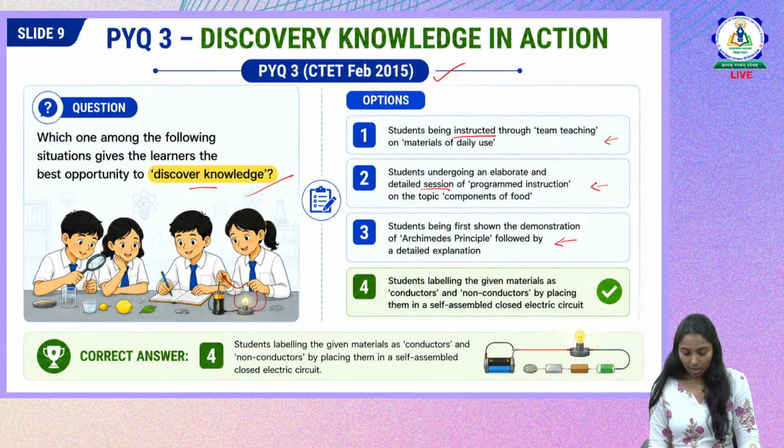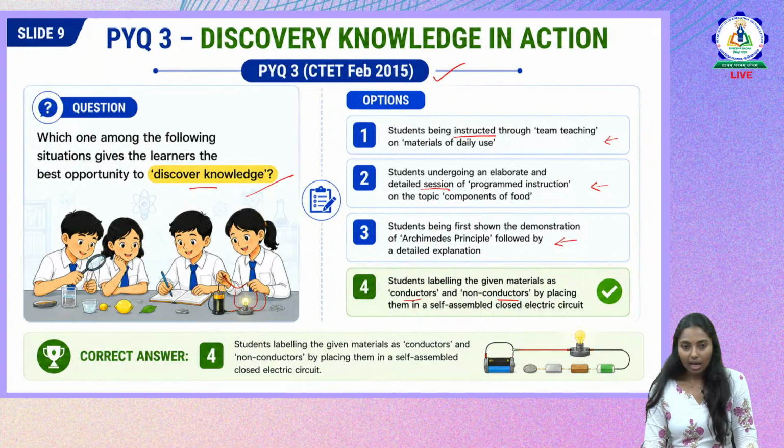But in the 4th option, if you see, they themselves were analyzing and discovering which were conductors and which were non-conductors by placing them in a self-assembled closed electric circuit. Means they were themselves discovering: if the current was passing through, it was a conductor; if it was not passing through, it was a non-conductor. So they were observing, analyzing, they were classifying also.